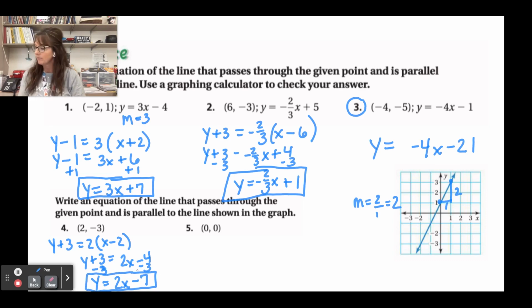Getting a little tricky. All right, so let's go ahead and let you try number 5. So at this time, you'll pause the video and work it out. Welcome back. Hopefully you were able to calculate the equation of the line is 2x. All right, I'm getting ready to clear the screen, so copy down anything you need to copy down.